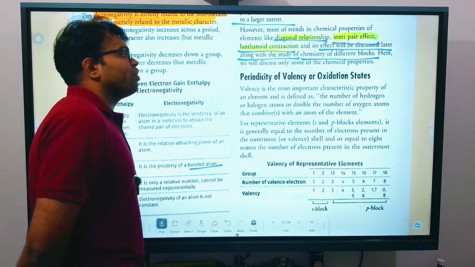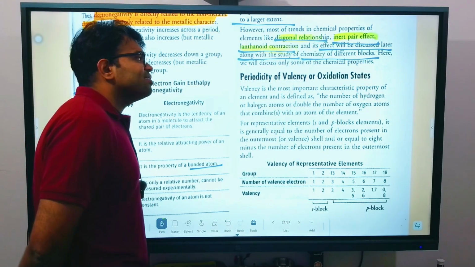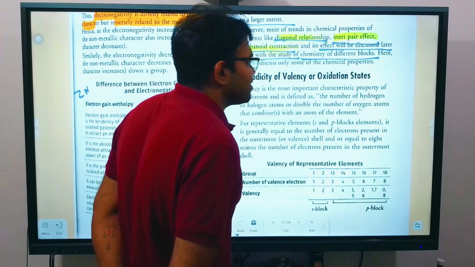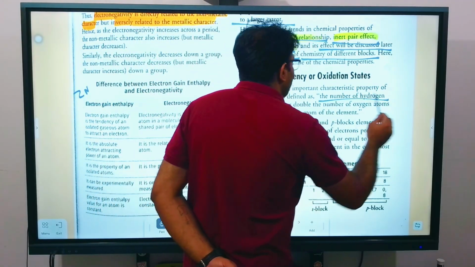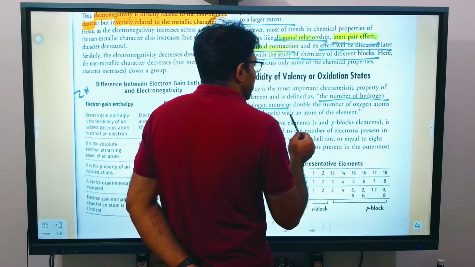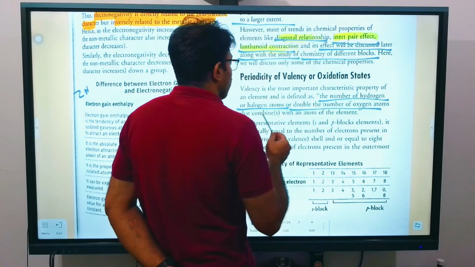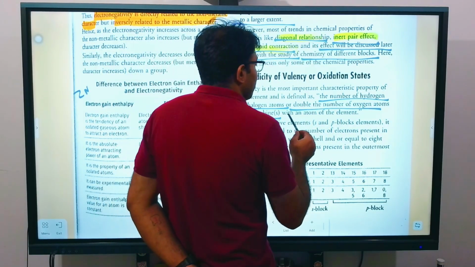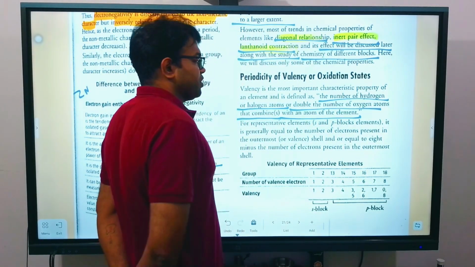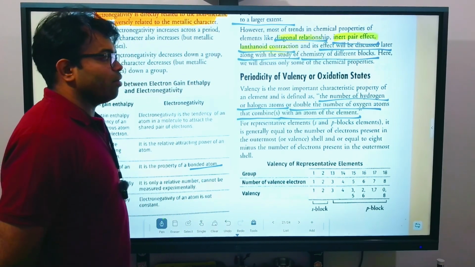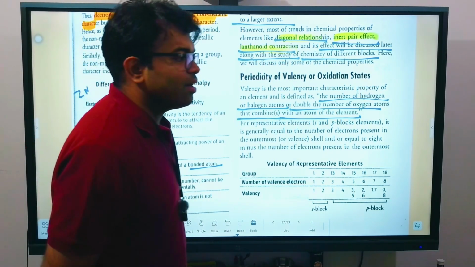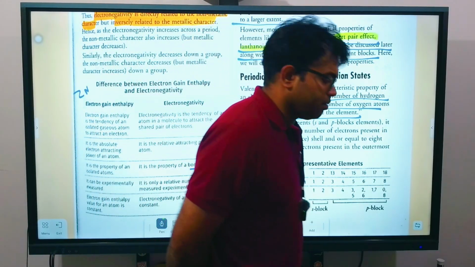Periodicity of valency or the oxidation state. Valency is the most important characteristic property of an element, and it is defined as the number of hydrogen or the halogen atoms or double the number of oxygen atoms that are combined with an atom of an element. That's what valency is all about. Understood? What is valency? Valency of chlorine is how much, Drupad?